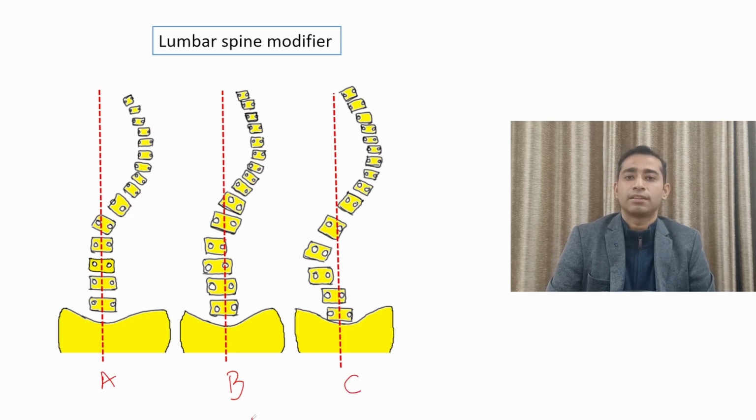So friends, this was a discussion on the natural history, the Lenke classification, and the evaluation of adolescent idiopathic scoliosis.